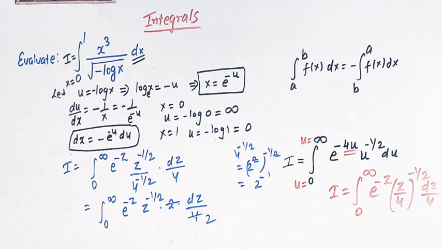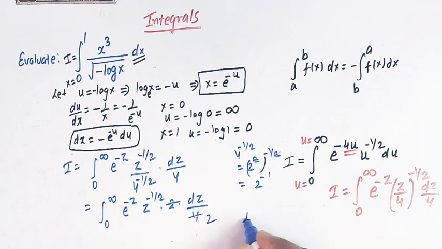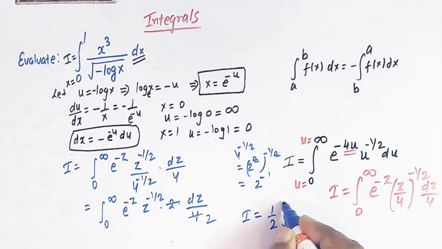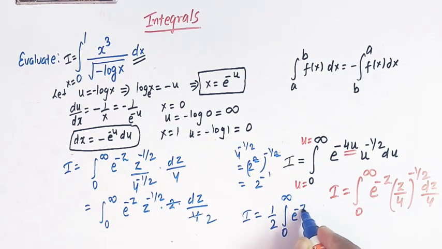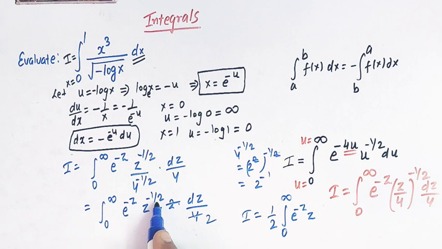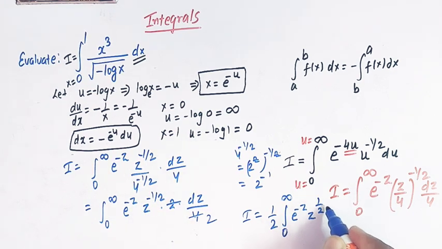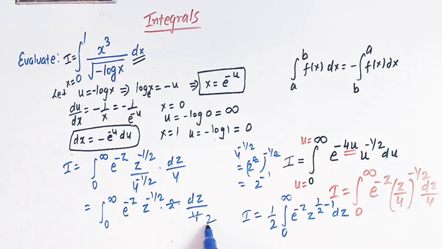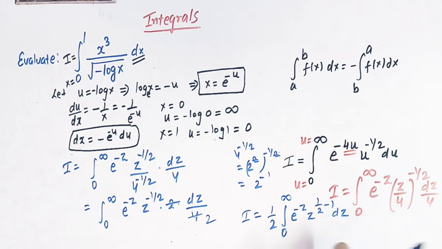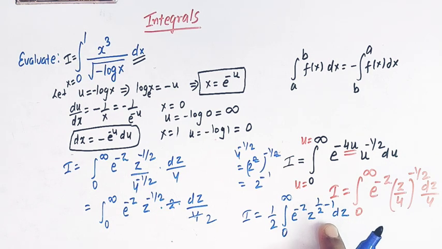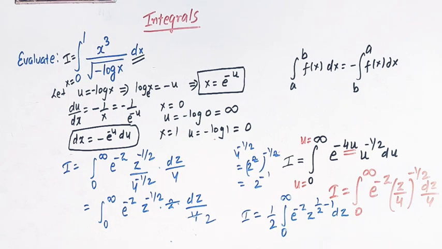So we have 2 in the denominator, and now we can write this integral as half times the integral from 0 to infinity of e raised to minus z, and z raised to minus half can be written as z raised to half minus 1, and here we have dz, right? So we have taken half outside the integral, and minus half can be written as half minus 1, right? Because here we are now going to apply the definition of gamma function.